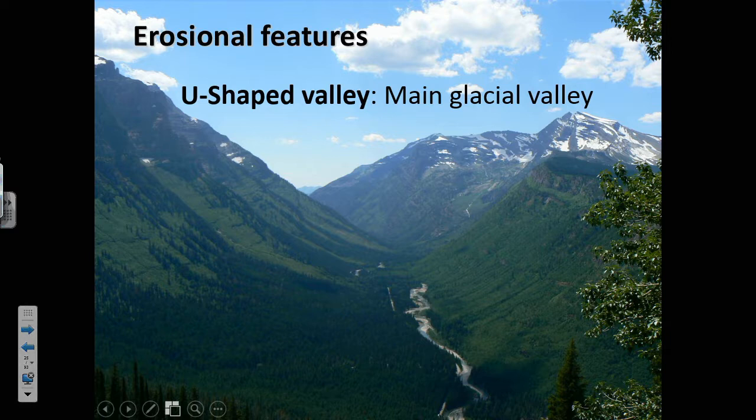This is a picture from Glacier Park. This is what's called a U-shaped valley. You can obviously see in this image the U shape here. And this is created when you have a glacier eroding down a valley, and it takes away material in that very specific U shape.